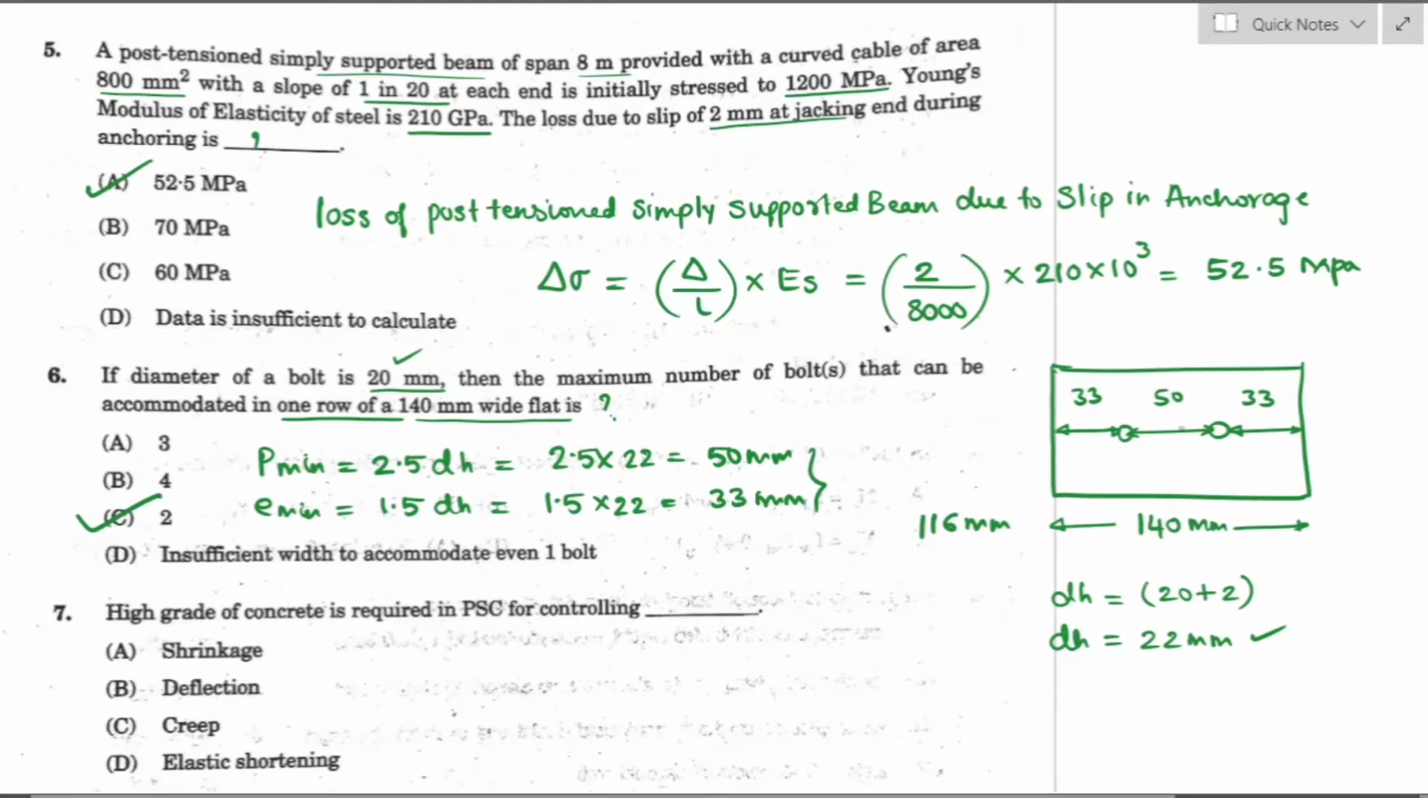Suppose if you try to accommodate 3 bolts in this wide 140 mm flat, the distance will be 100 mm plus 2 times of 33. So it will be greater than 140 mm. So we can't provide more than 2 bolts. So the right answer will be option C.